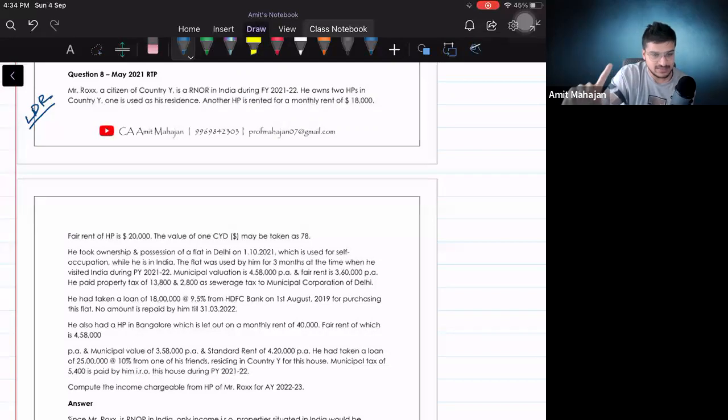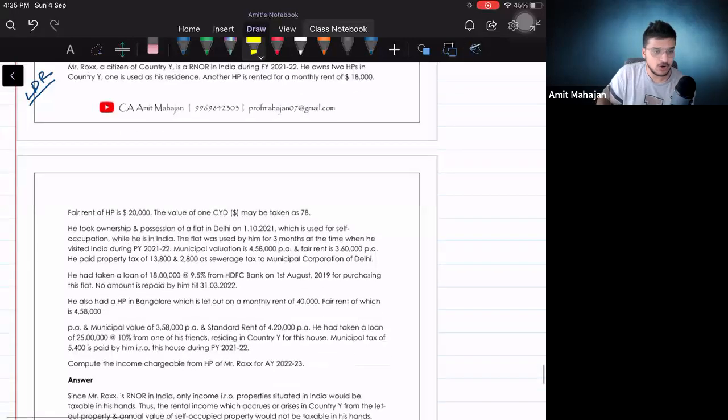He had taken a loan of 18 lakhs at 9.5% from HDFC Bank on 1st August 2019 for purchasing this flat. No amount is repaid by him until 31/3/2022. Matlab, you will get a feeling that you will not get the deduction. No amount was repaid. But as I told you, that interest, you will get a deduction on accrual basis, even though you don't make a payment. So this was the point which I was talking about when I was explaining the concept. They will give you such a situation that you will get confused and you will not consider that.